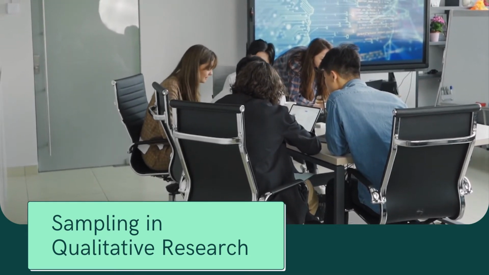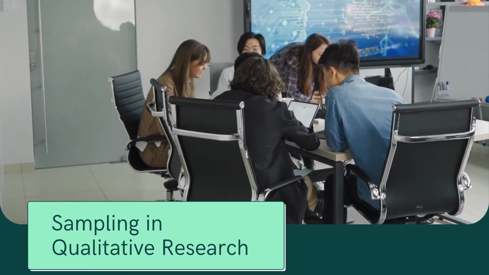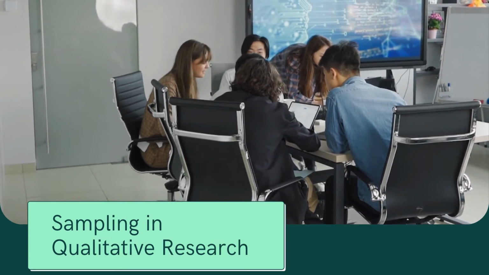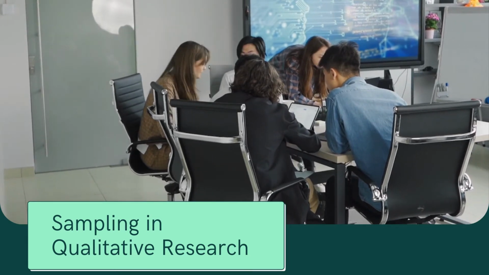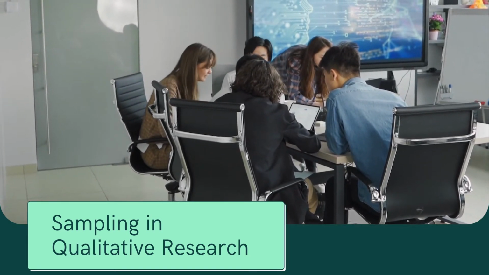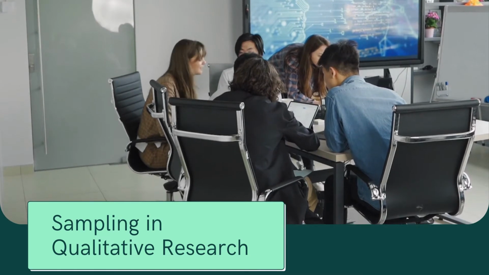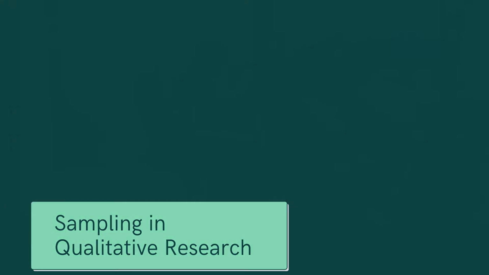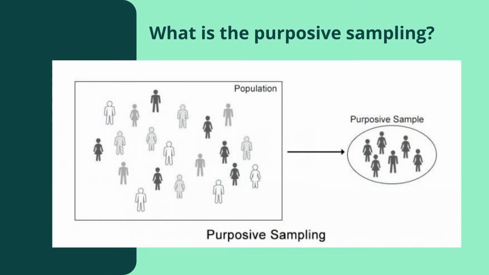In this section, we briefly describe three of the most common sampling methods used in qualitative research. It's first of all purposive sampling, then quota sampling, and snowball sampling. So, what is purposive sampling?